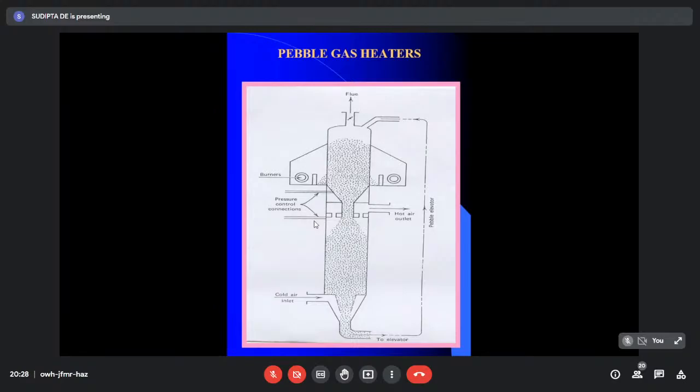Pressure control connection is used to clear any choking of solid pebble flow during operation.